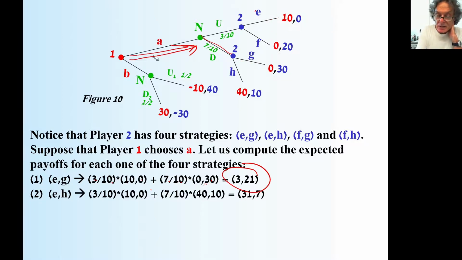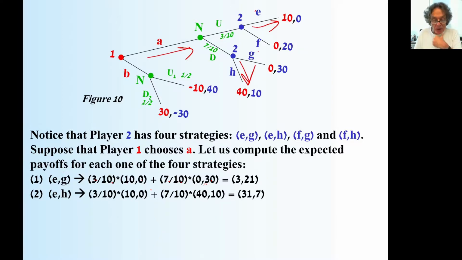Next, here we always think of player 1 goes A. Suppose that she goes E here and H here. What happens? So with probability 3 tenths, we get 10, 0. With probability 7 tenths, we get 40, 10. She goes E and H. What is the expectation? So 3 tenths times 10 is 3, plus 7 tenths times 40 is 28. So 28 plus 3 is 31. 3 tenths times 0 is 0, plus 7 tenths times 10 is 7. So I'm getting this. Good. I have another 2 to go.